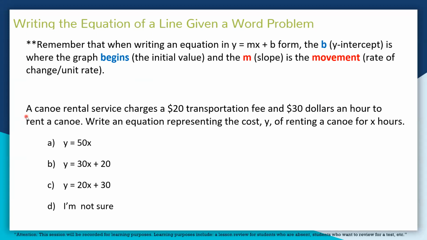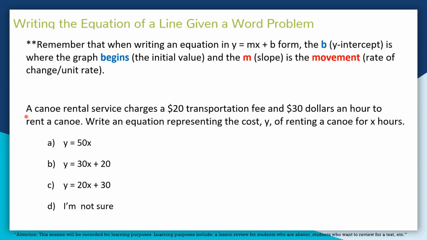So a canoe rental service charges $20 for a transportation fee and $30 an hour to rent a canoe. Write an equation representing the cost Y of renting a canoe for X hours. All right, pause the video, reread, and see if you can figure it out.